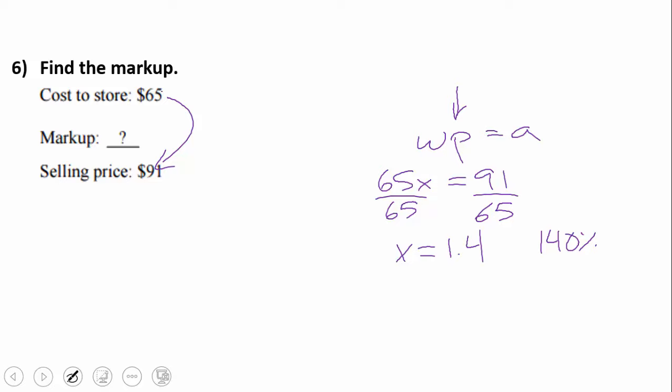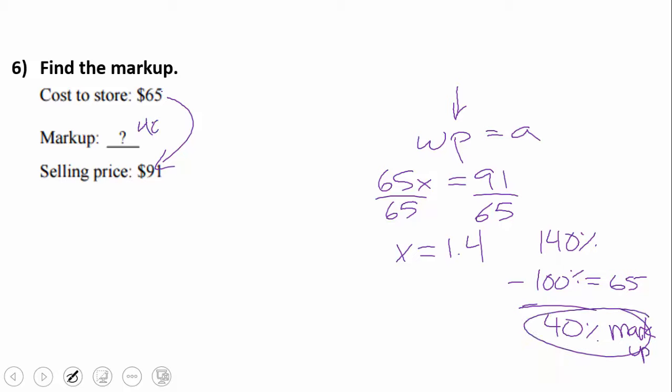Well, that's not the markup, because 100% of that is the original cost, the 65 bucks. So what do I need to do? Subtract that. And what do I get? 40% is the markup. So 40%.